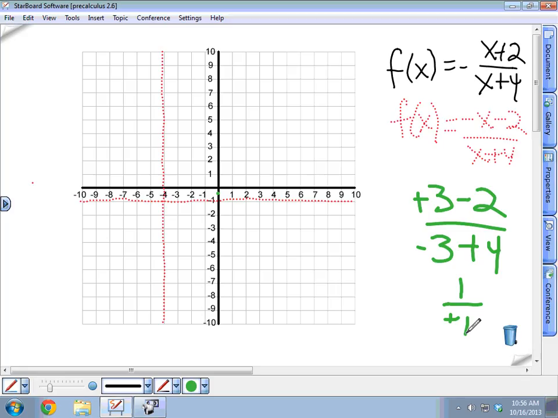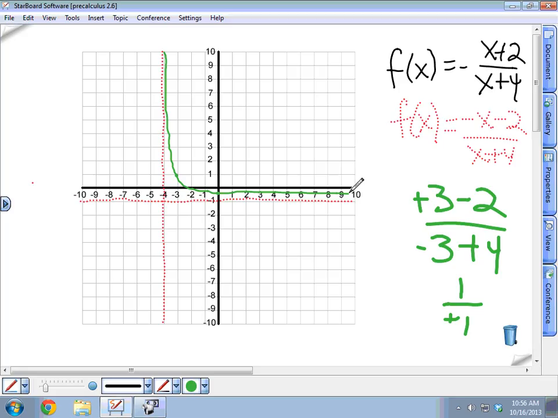We got negative 3 and 1. All right, so that's that. It's gonna look like that. So it's F. Okay, it is F.